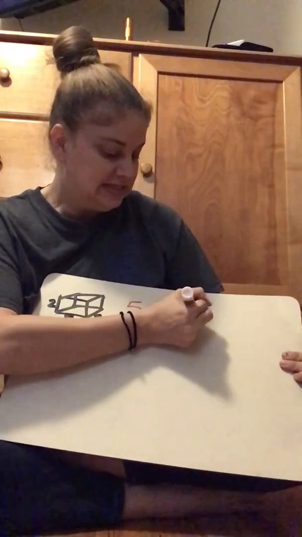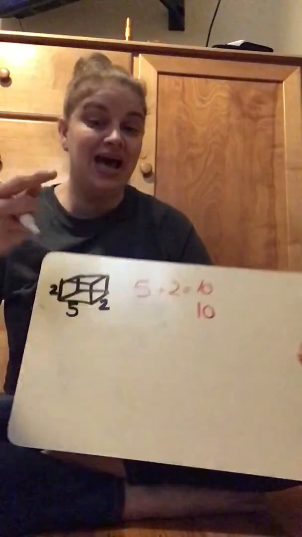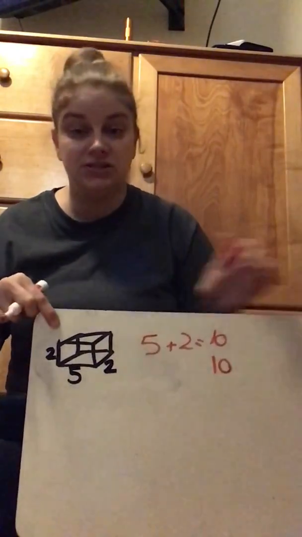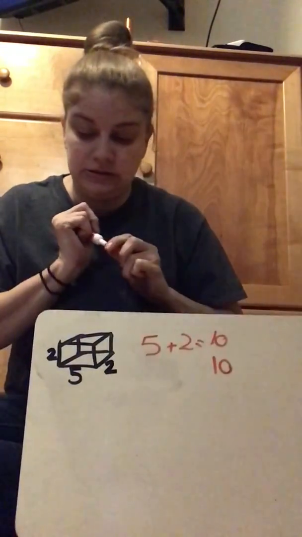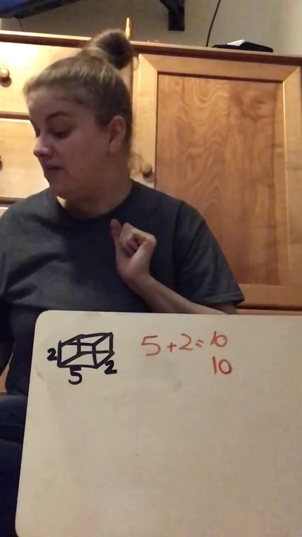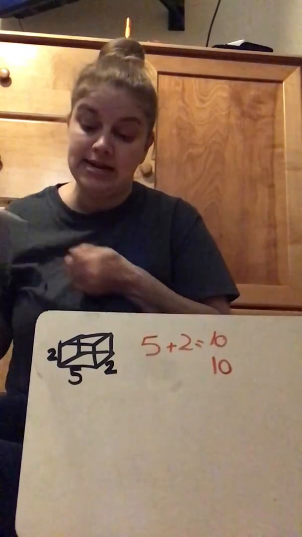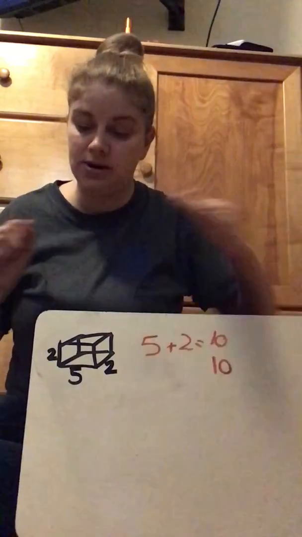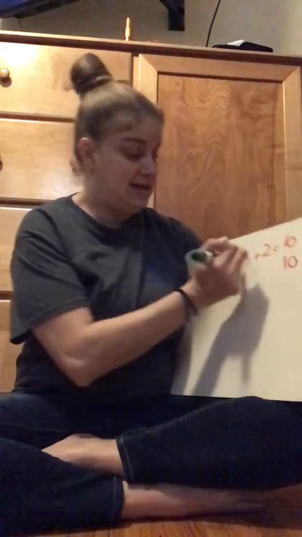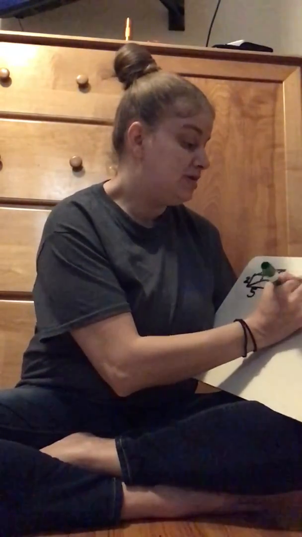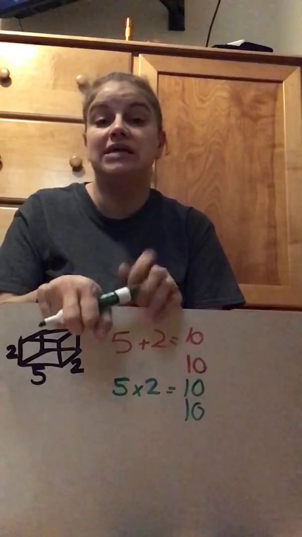5 times 2 is 10, and I'm going to add it again because I have a front and a back. So I did 2 times 5 to find the area of the front. Now I'm going to do the top and bottom, and I'm going to do the exact same thing. It is also going to be 5 times 2. 5 times 2 is 10, and I'm going to do it a second time because I have a top and a bottom.